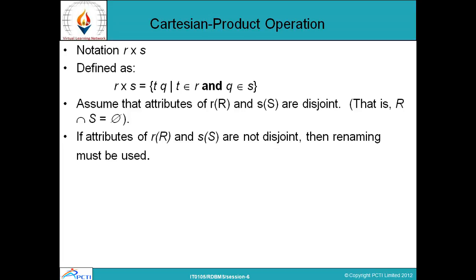Here is how we define the Cartesian product, shown in front of you on the slide: R cross S is all the tuples t q where t belongs to R and q belongs to S. We assume that the attributes of R and S are disjoint. If the attributes of R and S are not disjoint, then renaming must be used here.